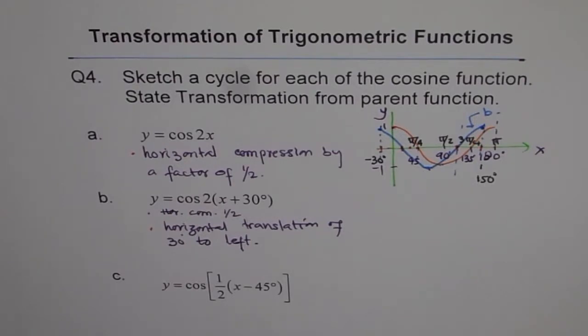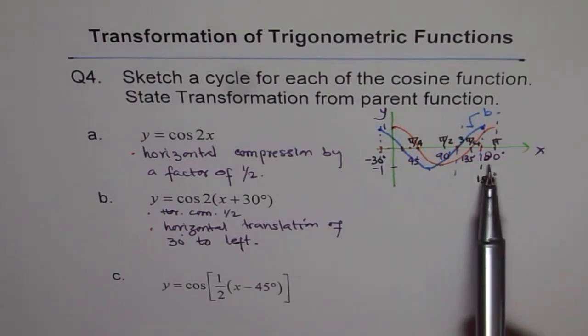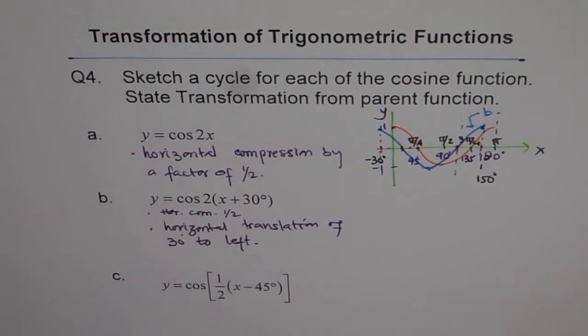Well, you'll soon come to know, because you have to do part C. In part C, however, there is no compression, but the wave stretches, and therefore the time period, instead of becoming less by 2, becomes multiplied by 2. So we have a time period of 720 degrees, or 4 pi in this case. And 45 degrees it moves to the right. So I'd like you to write down these transformations and sketch your graph. All the best. Thank you.